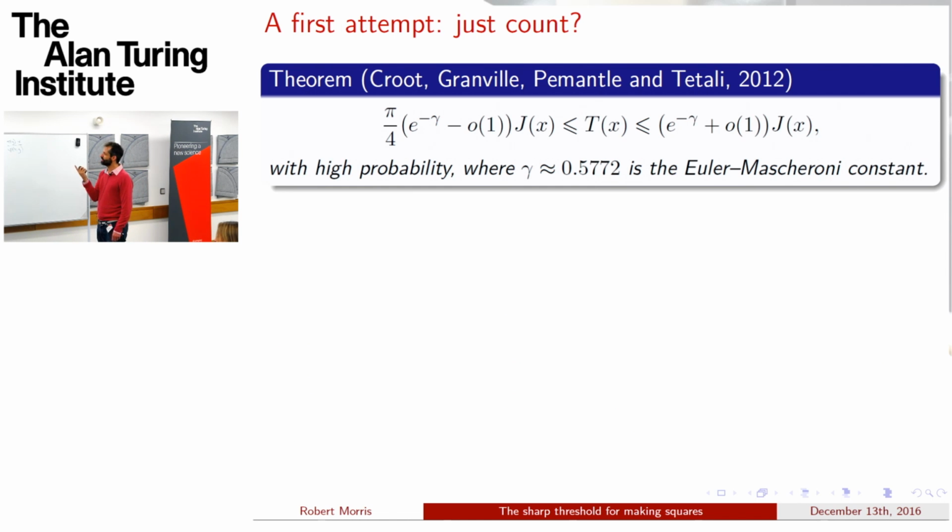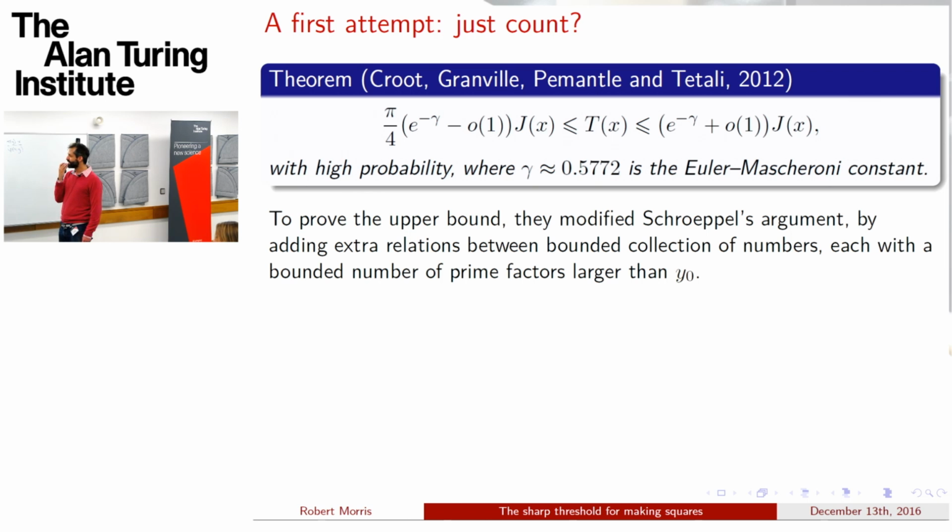Okay, so how might you go about proving such a result? A very natural approach to people in this room is, let's just try and count something. If we can count the right thing, maybe we can prove something good, and this is what they do. So instead of just counting the y-smooth numbers, they counted numbers that are not quite y-smooth, but have a few extra relations between a bounded but arbitrarily large collection of numbers with a bounded number of prime factors lies to y0. So this is very difficult.